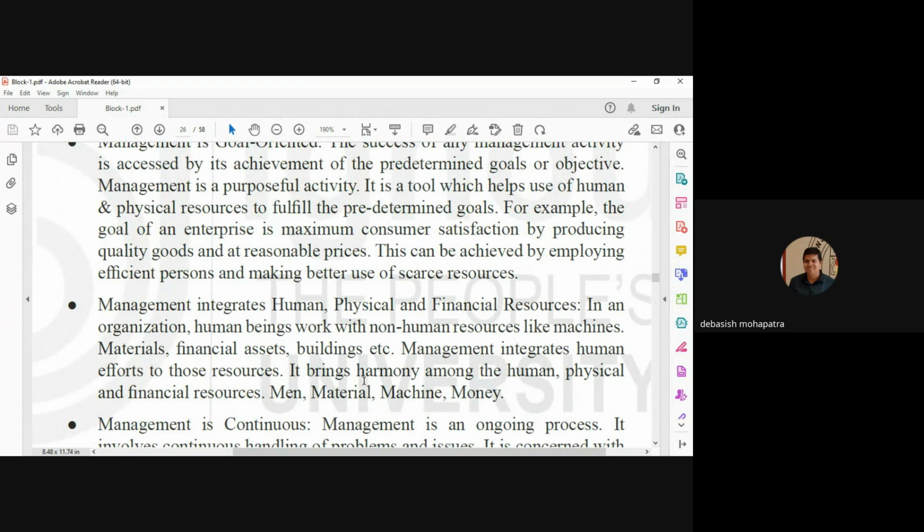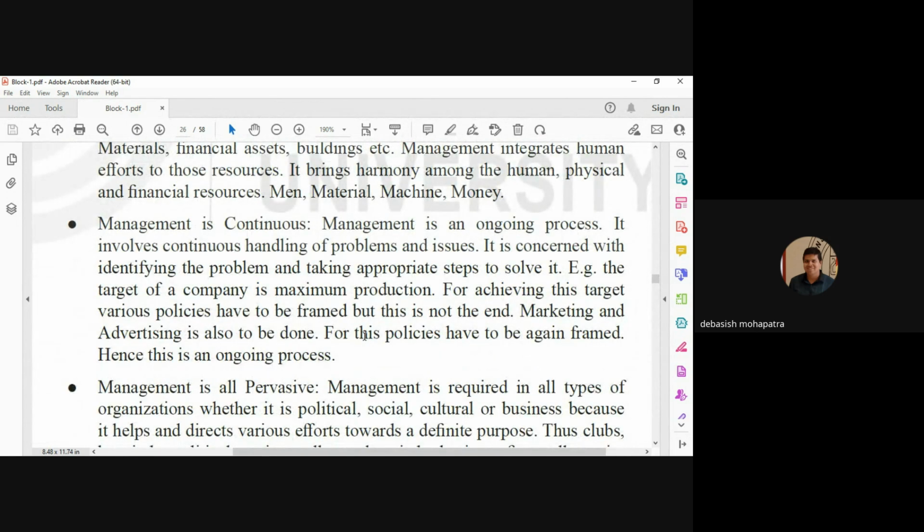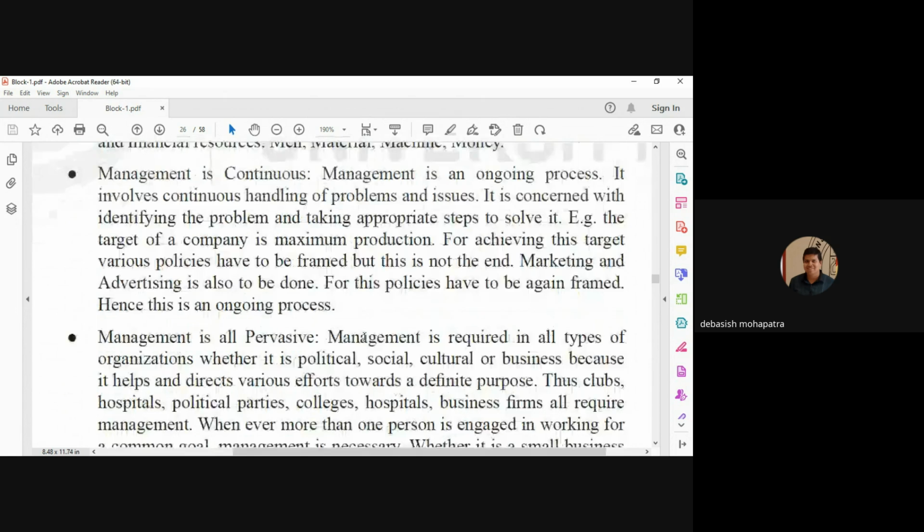Then, management integrates human, physical and financial resources. In an organization, human beings work with non-human resources like machines, materials, financial assets, buildings, etc. So management integrates human efforts with those resources. It brings harmony among human, physical and financial resources. Then, management is an ongoing process. It involves continuous handling of problems and issues.